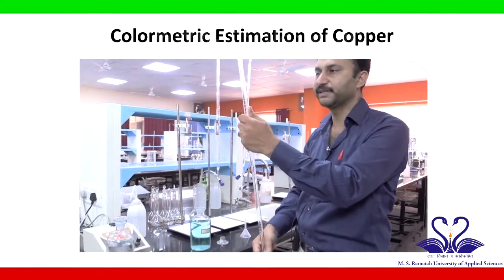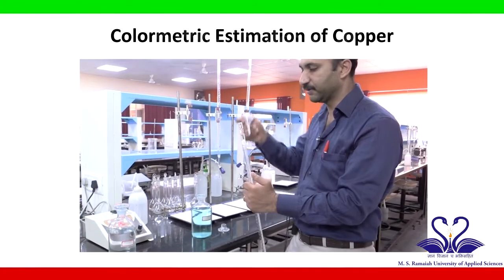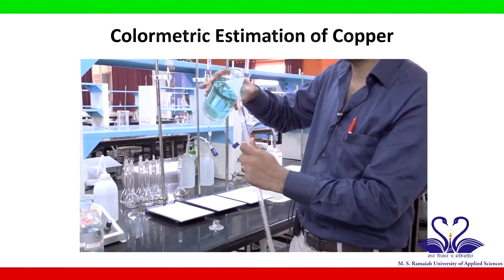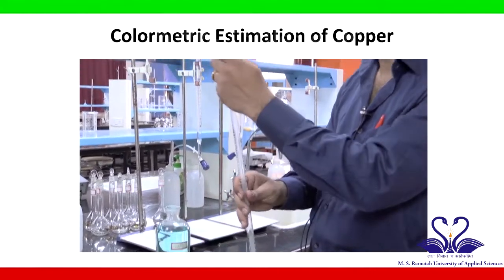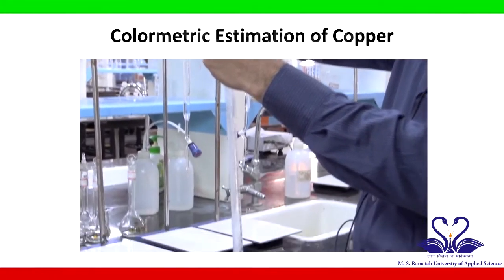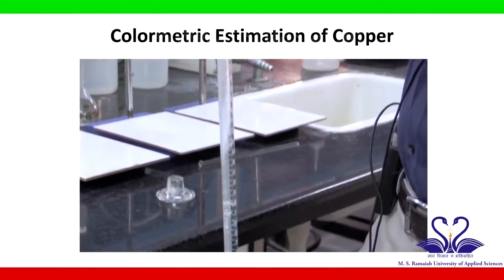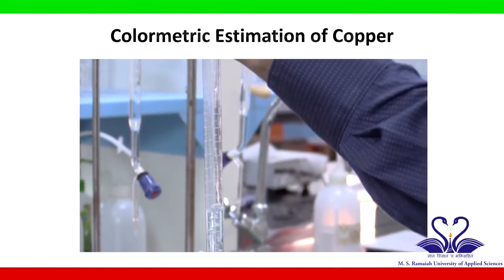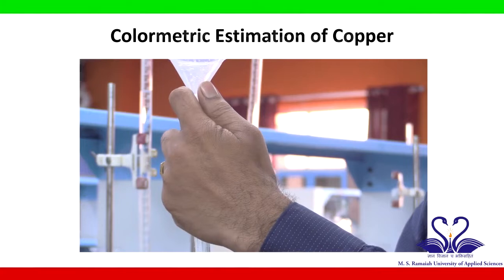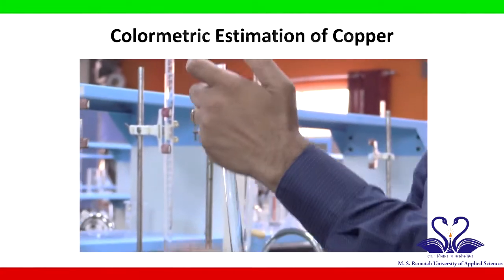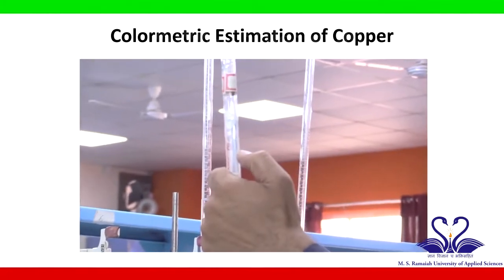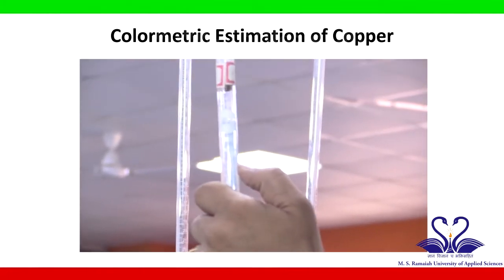This burette is already rinsed with copper sulfate. So you have to add the copper sulfate up to the 0 mark. A little bit of air gap is necessary to add it. Okay, filled. Now you have to adjust it to the 0 mark. So adjust it to the 0 mark.